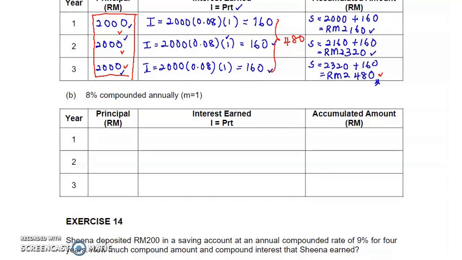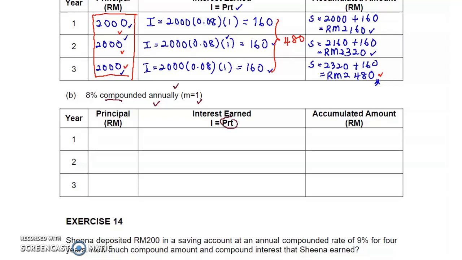Now look at example B. For the same principal, which is 2000, but we use 8% compounded annually. If compounded annually, M equals 1. So within 1 year, we calculate interest only once. In this case, that's why I can put I equals PRT, since it is compounded annually.